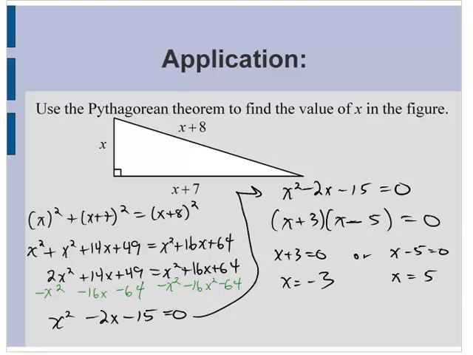Alright, now we look at this and say, should we accept both of the solutions? Well, remember now, x is the side of a triangle. So, can negative 3 be the length of the side of a triangle? Not right now. So we would reject the negative 3 and accept the x equals 5.